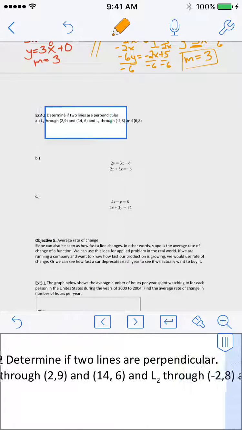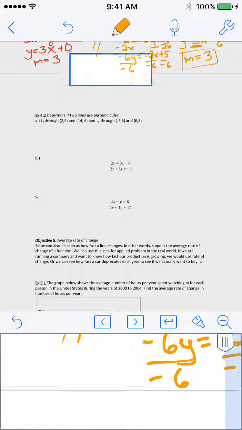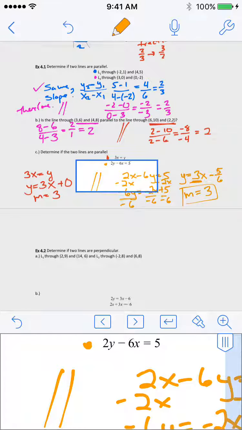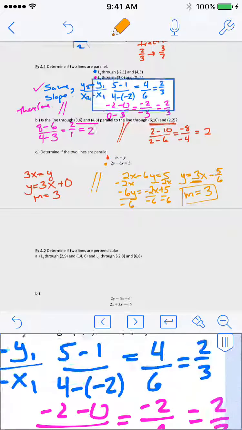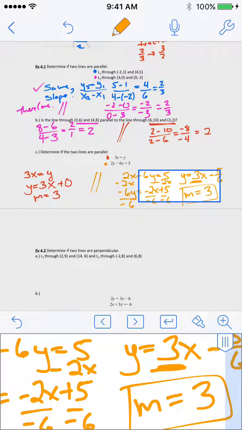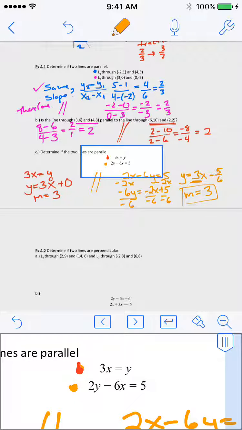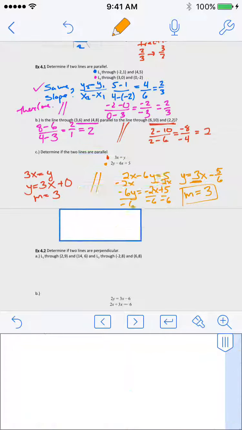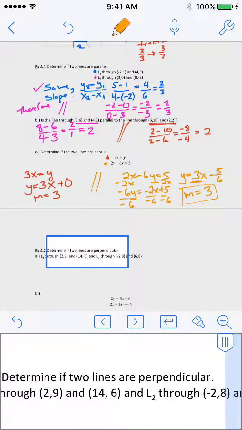I believe there is another one here. Oh, never mind, just kidding. If you have any questions about parallels, whether finding them with two points or with equations, then make sure you get your questions answered, because now we're going to go on to perpendicular.